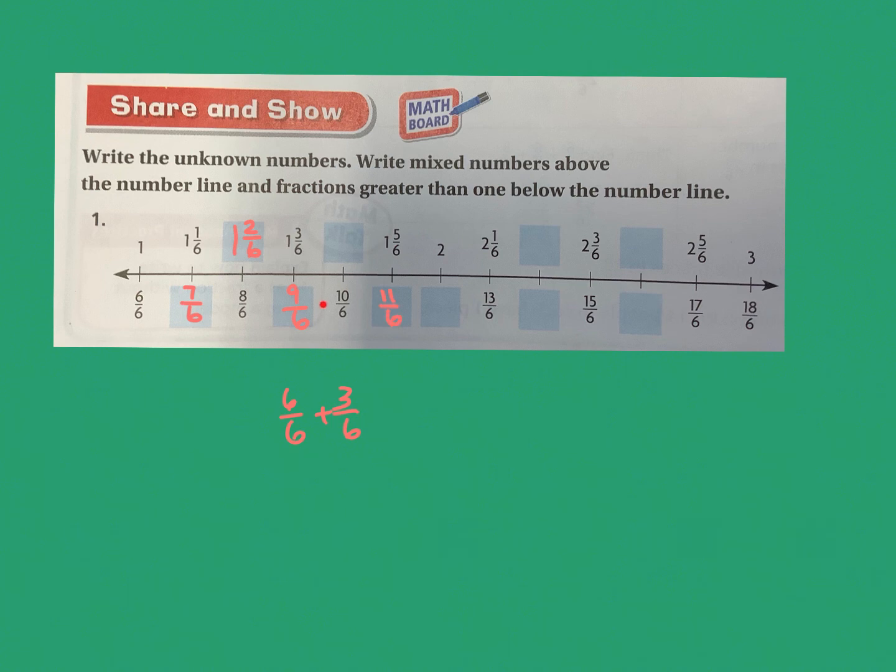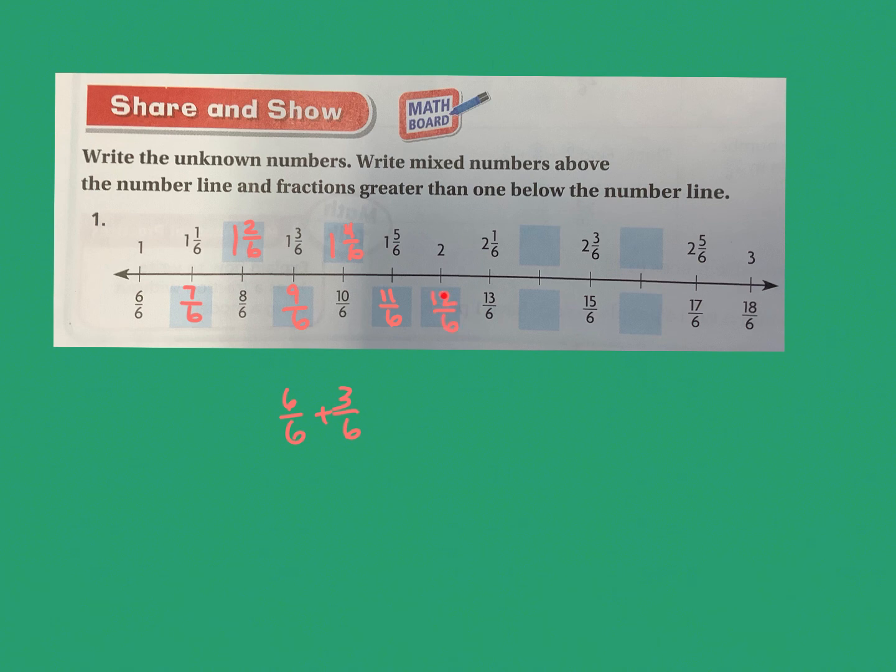And I skipped over this one. Let's have a look at this one. And you're going to see the same pattern happening here. 1 and 1 sixth, 1 and 2 sixths, 1 and 3 sixths, 1 and 4 sixths. Remember that would be 6 sixths. 6 plus 4 is 10. This would be 6 sixths, and 6 plus 5 is 11. Okay, 2. Well, look over here. It's going to be 12 sixths.